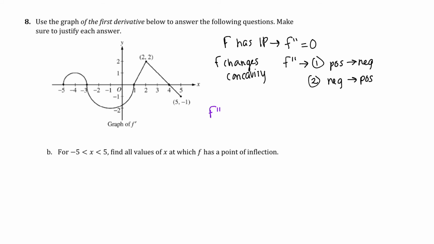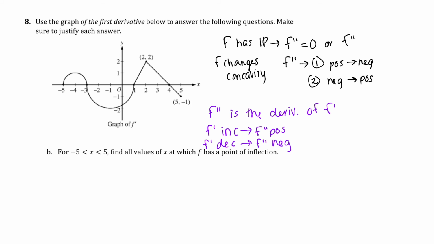F double prime is the derivative of f prime. So if f prime is increasing, that means f double prime is positive. If f prime is decreasing, that means f double prime is negative. So we're looking for places where f prime, the graph we have, changes from increasing to decreasing or decreasing to increasing. Those are the places.